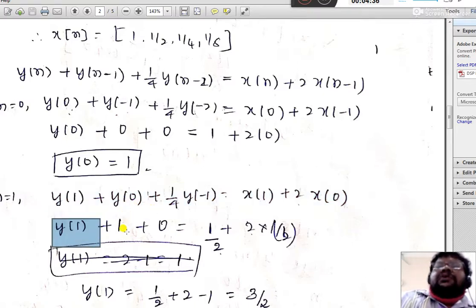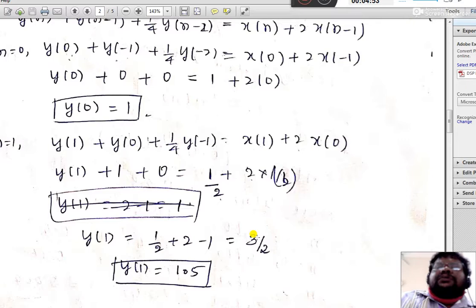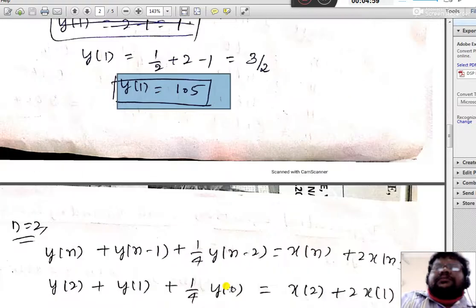y of 0 is equal to 1, which we found previously, y of minus 1 is 0, and x of 1 is this value, 1 by 2, and 2 times x of 0 is this value. Substituting all of this, we get y of 1 is equal to 3 by 2, which is nothing but y of 1 is equal to 1.5.